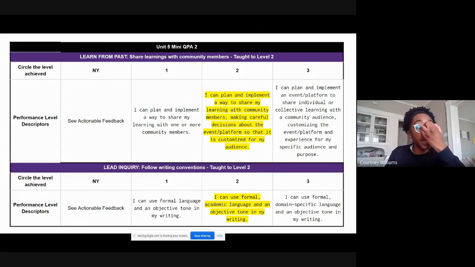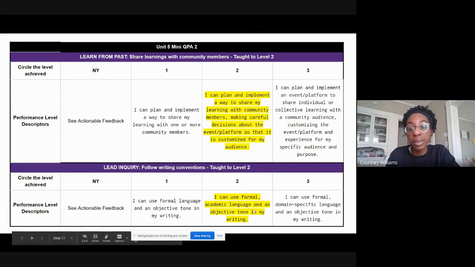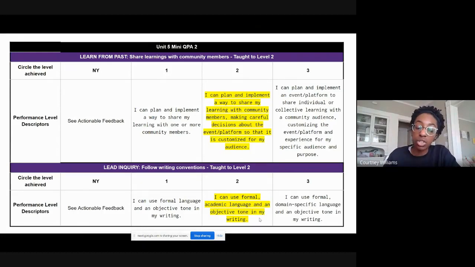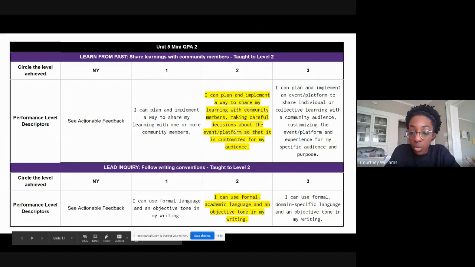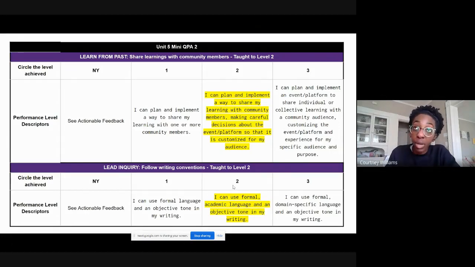In this case, because we are on a remote platform, your primary audience will be your teachers. The second competency you're being assessed on is follow writing convention. So I can use formal academic language and an objective tone in my writing. So you being able to use formal and academic language, and you being able to state the facts and state the information that you have found in your sources and be able to showcase that in your writing. Okay. So these are 2 things that you're being assessed on, and you're aiming to get a 2. So you want to make sure you refer back to the rubric when you are doing that. So please take a minute, pause the video, and review the rubric.